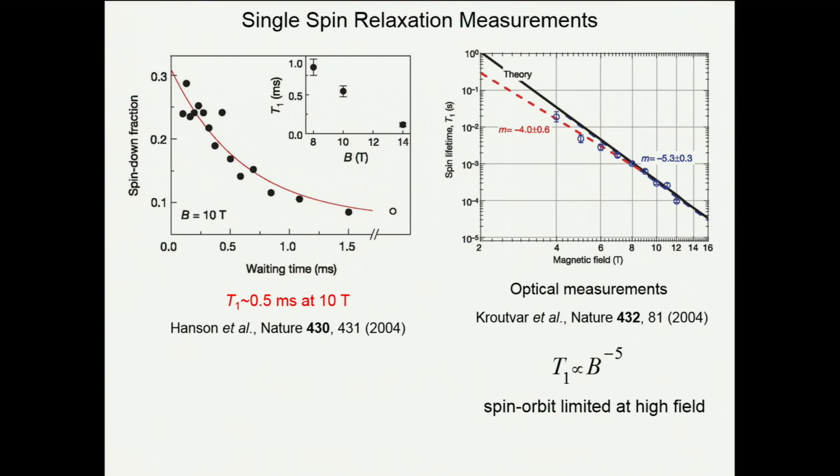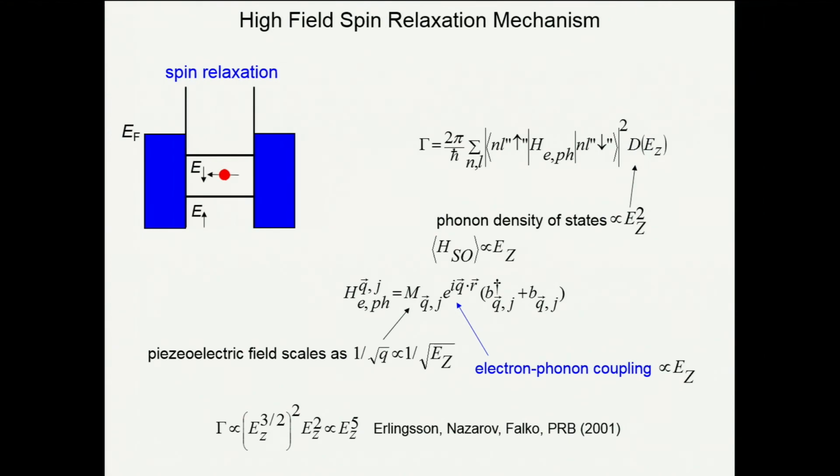Now, where does this come from? Well, it can either come from spin-orbit plus phonons or hyperfine plus phonons. And Daniel Loss's group, as well as Erlingsson, Nazarov, and Falko in this PRB, looked at this mechanism. And it's kind of a nice Fermi golden rule argument for why you'd expect a rate that goes like B to the 5th. So the first thing is that when the spin relaxes from the excited state to the ground state, we need to conserve energy. Energy is conserved by emitting a phonon, a lattice vibration.